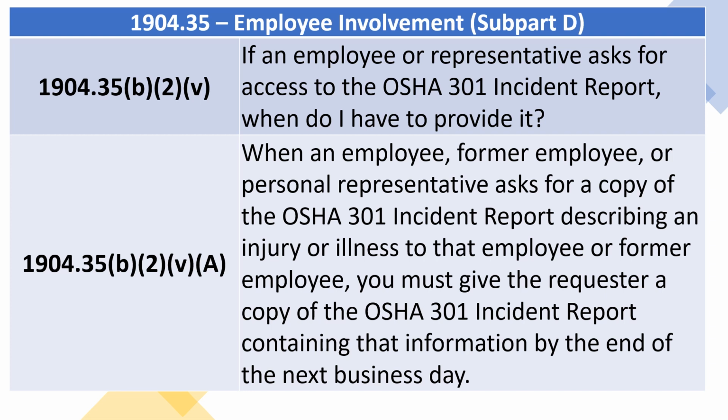1904.35(b)(2)(v). If an employee or representative asks for access to the OSHA 301 incident report, when do I have to provide it? 1904.35(b)(2)(v)(A). When an employee, former employee, or personal representative asks for a copy of the OSHA 301 incident report describing an injury or illness to that employee or former employee, you must give the requester a copy of the OSHA 301 incident report containing that information by the end of the next business day.